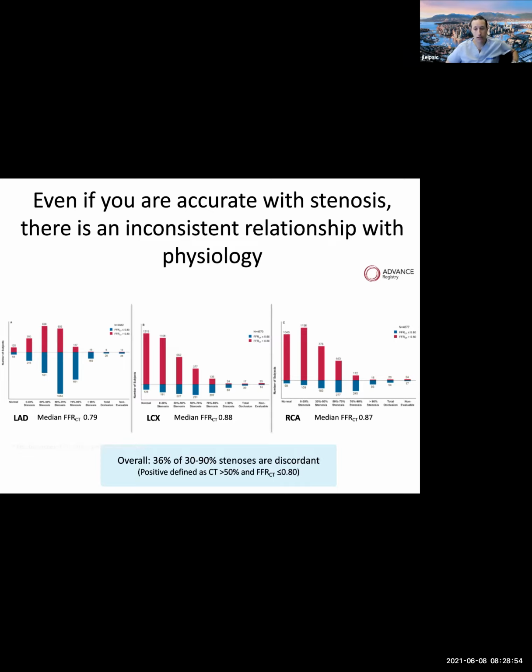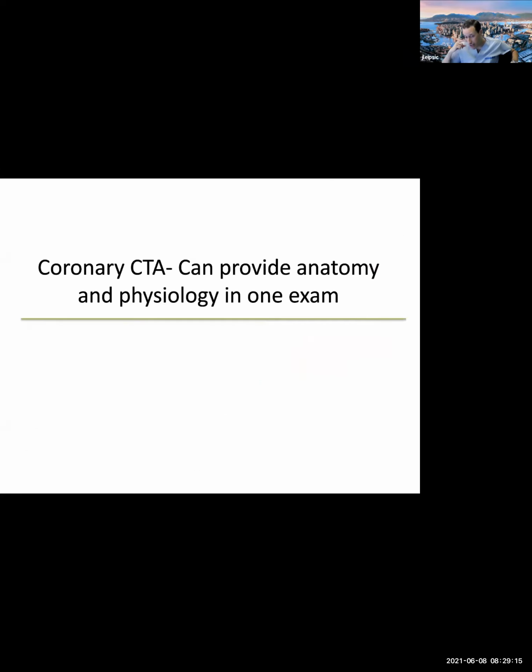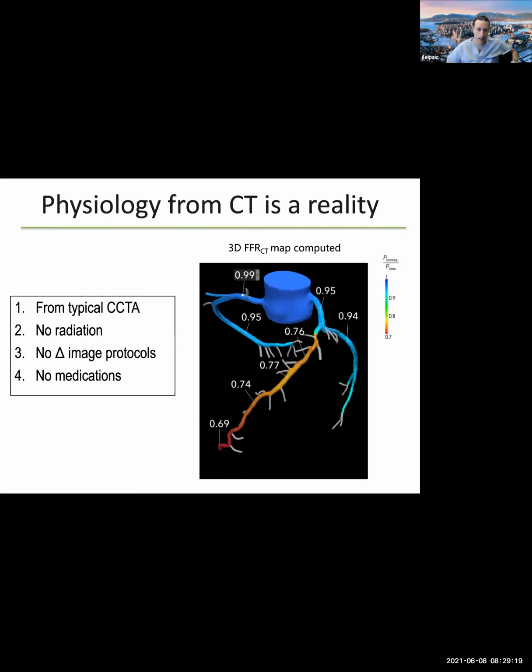Sure, patients with severe lesions are more likely to have abnormal physiology, but roughly 1 in 4 of 70 to 90% lesions have hyperemic physiology above 0.8, and about 1 in 4 or 1 in 5 lesions in the 40 to 50% range have abnormal physiology despite the lack of a focal high-grade lesion. So can CT provide you physiology and anatomy in one test?